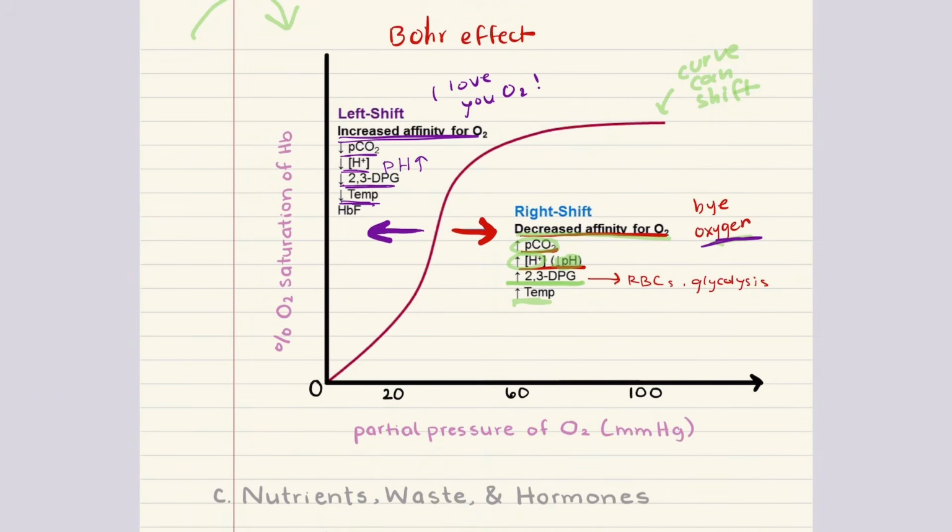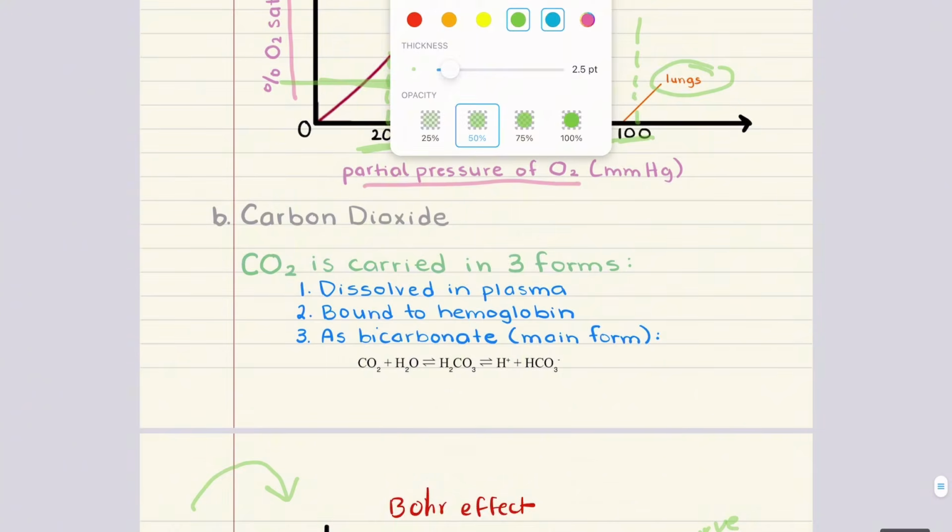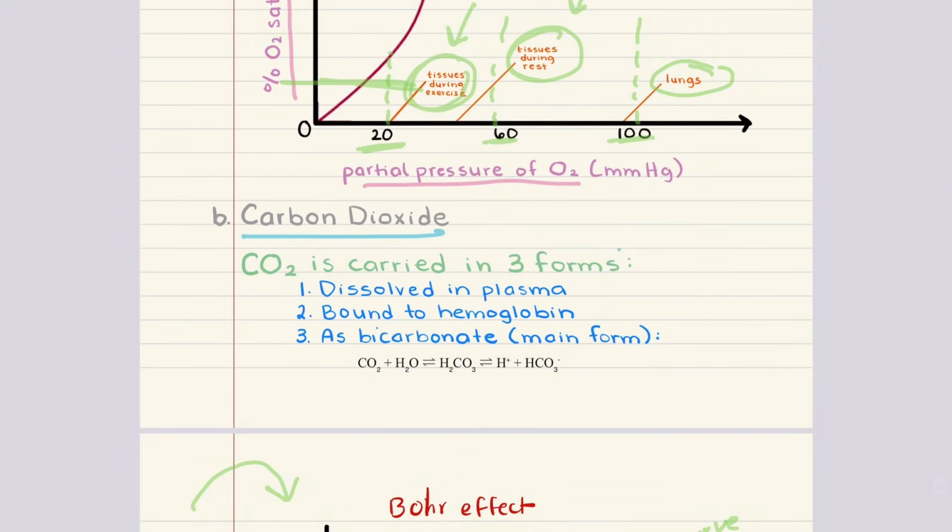Also worth mentioning, fetal hemoglobin has a higher affinity for oxygen than adult hemoglobin. Also, we don't want to forget about carbon dioxide's journey. Carbon dioxide is carried in the blood in 3 forms.